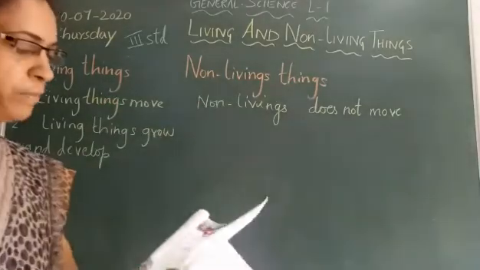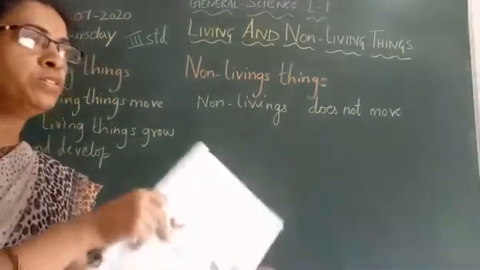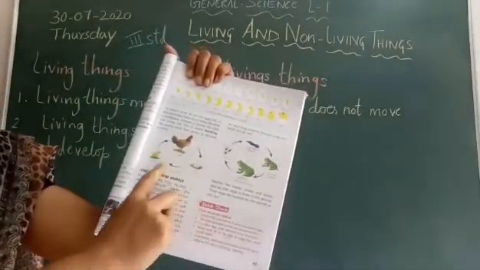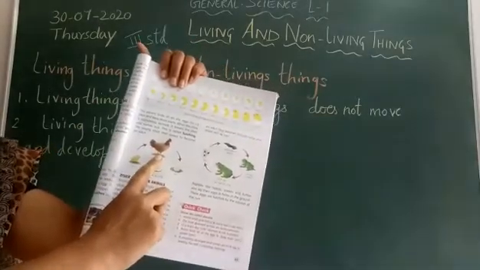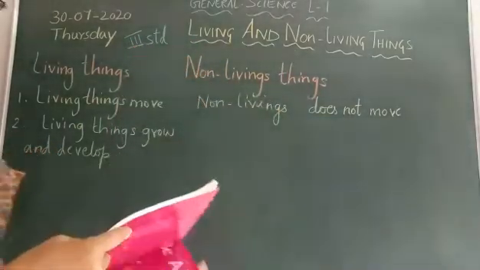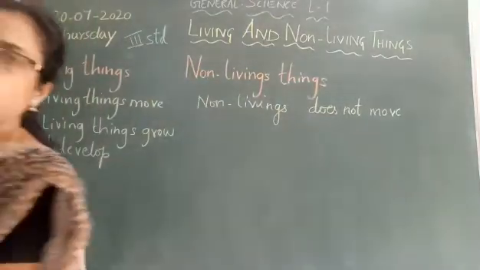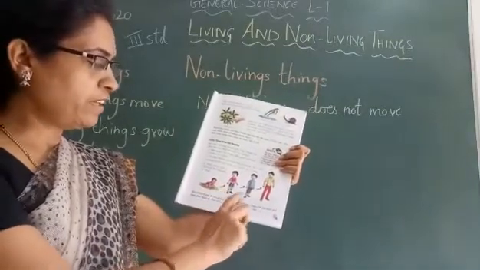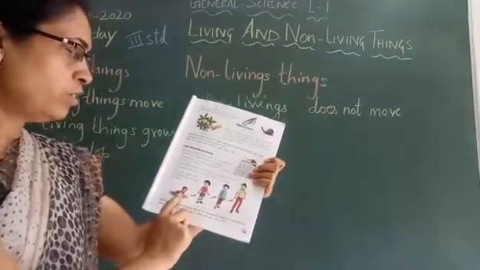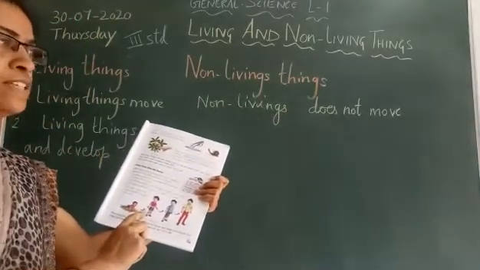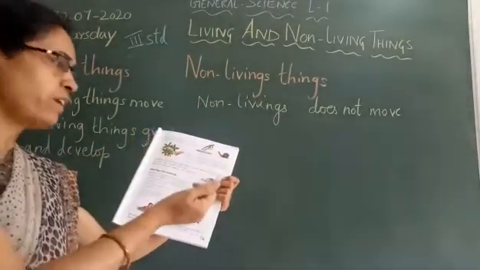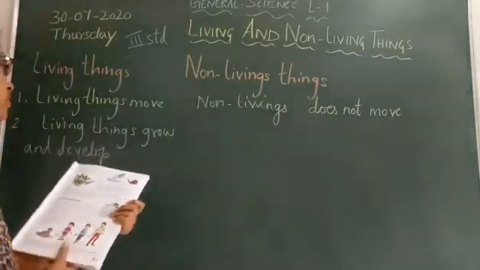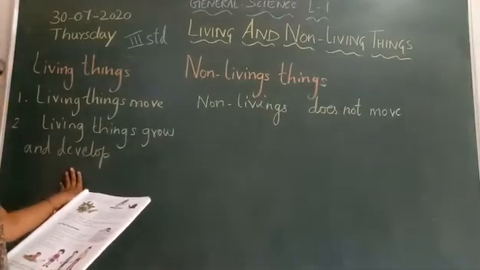Another example I'll show you in the picture here. You can see the chick here. It hatches out of the egg and later grows into a hen. And then one more example, children. A baby grows into a child and then becomes an adult. So all living things grow. They change their shape and size by growing, children. Understood? So by this we can make out that living things grow and develop.